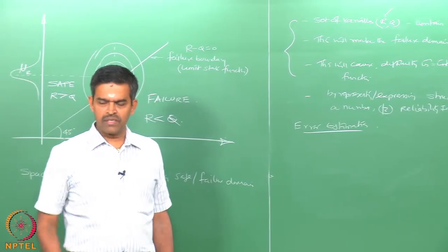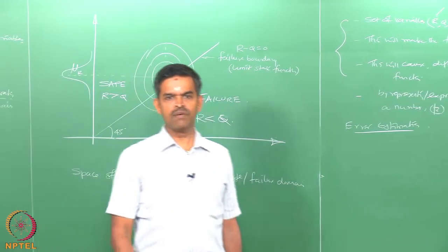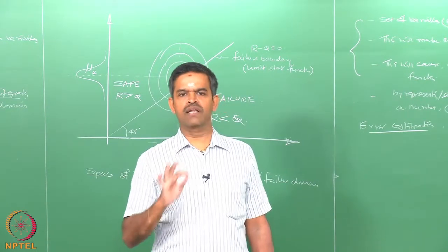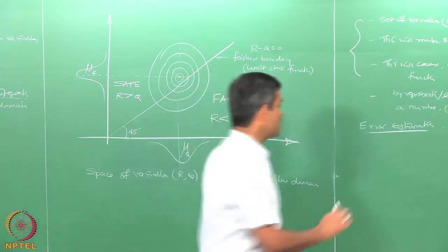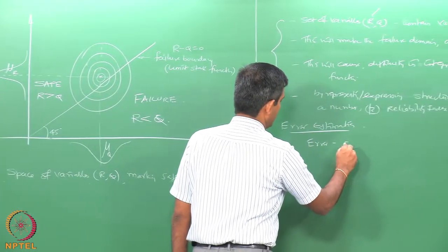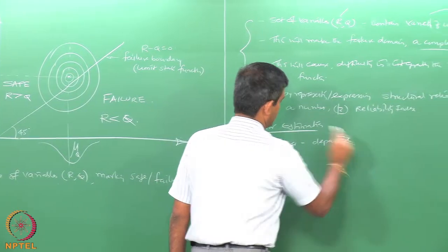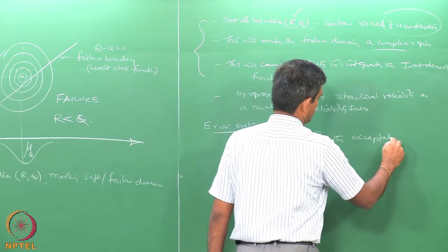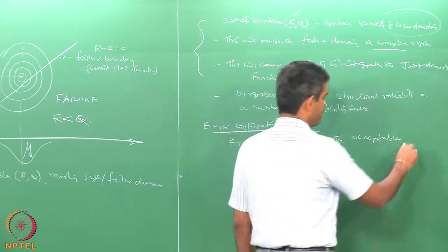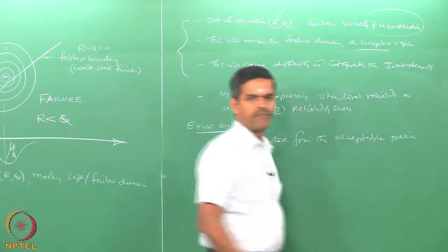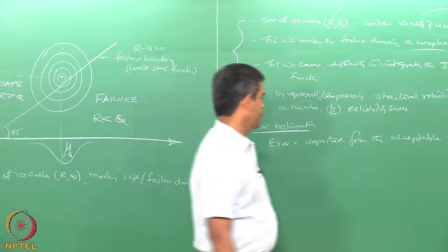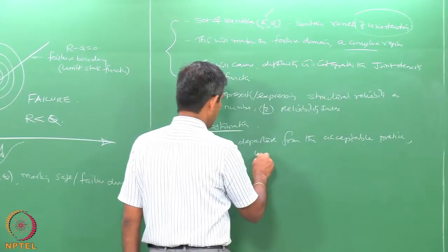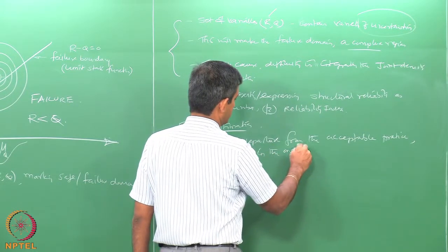Error actually is a departure from the acceptable practice, with that of the results obtained from analytical studies. That is what error is. Okay? Error is nothing but a departure from the acceptable practice which is present in the analytical studies.